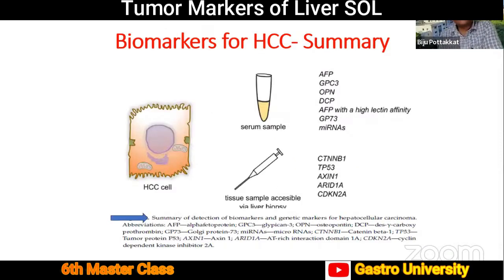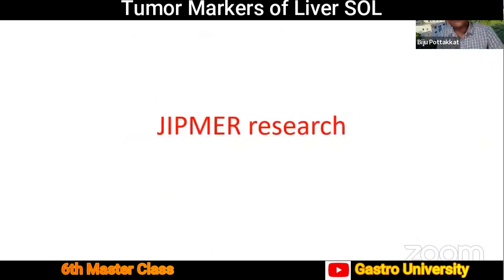In summary, what we see in HCC biomarkers is that there are a lot of markers, but finally we are probably going to depend on AFP, DCP, and also microRNAs. Especially when we understand the tumor biology, we will come to know exactly the levels. Now, in another 2 minutes, I will explain what we have done at JIPMER. We had the problem of AFP-negative HCC.